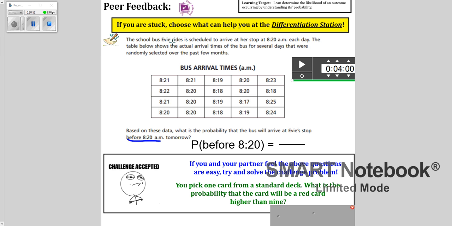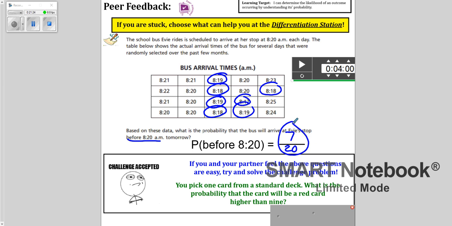Well, the total number, you can just add up all the times, is 20. There was 20 days that they recorded the time. Now I need to count how many will be before 8:20. So 1, 2, 3, 4, 5, 6, 7. So 7 out of 20. That can't be simplified, so that's perfect. It doesn't say it wants it as a fraction, a decimal, or a percent, so I would just leave it. That's it. Your final answer.